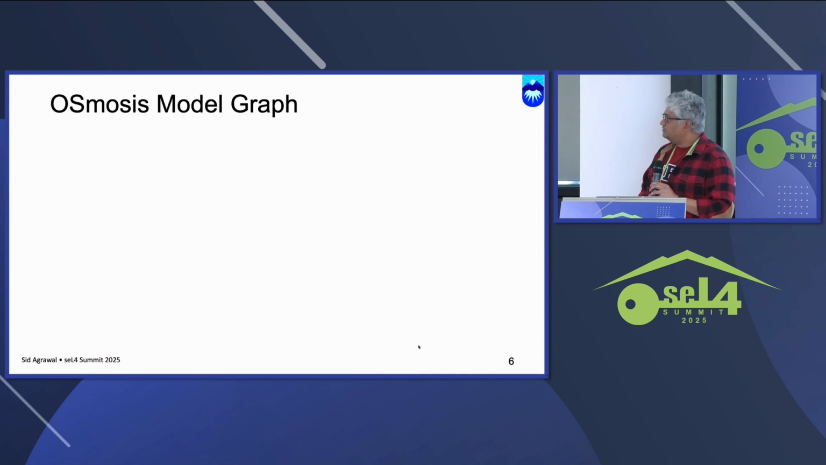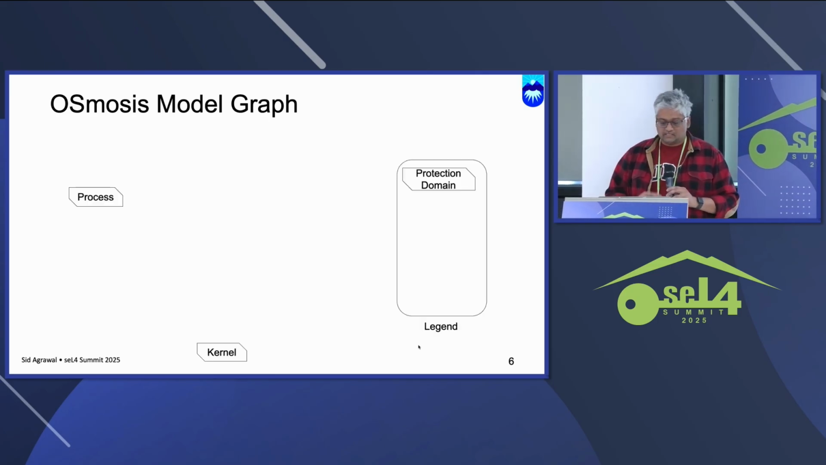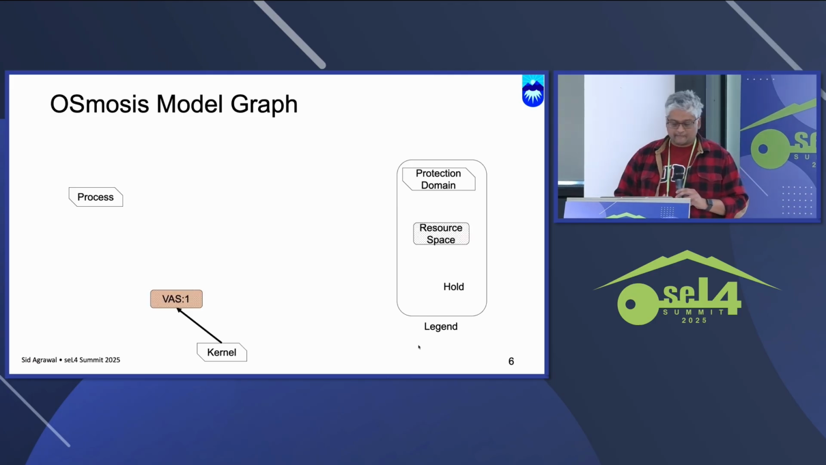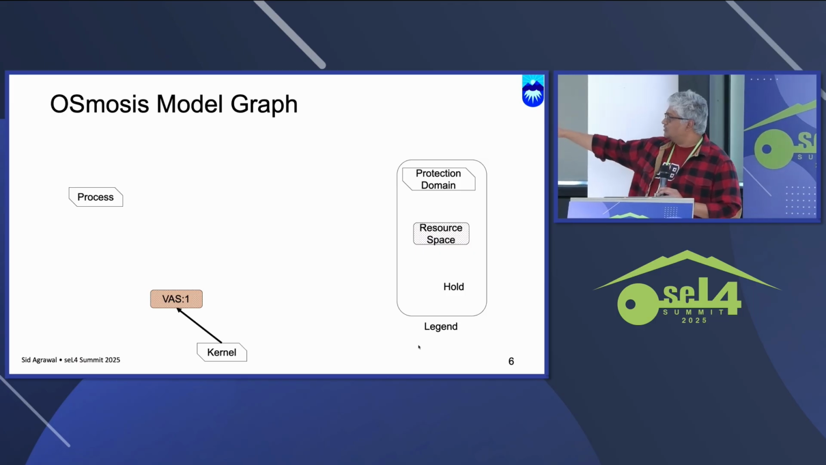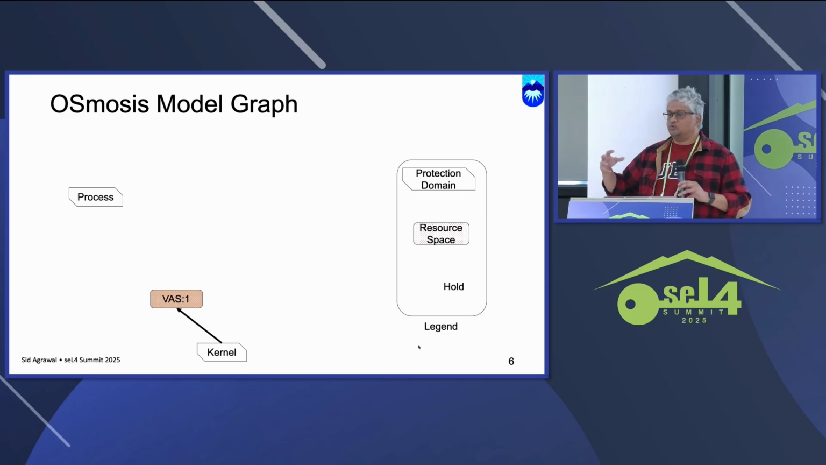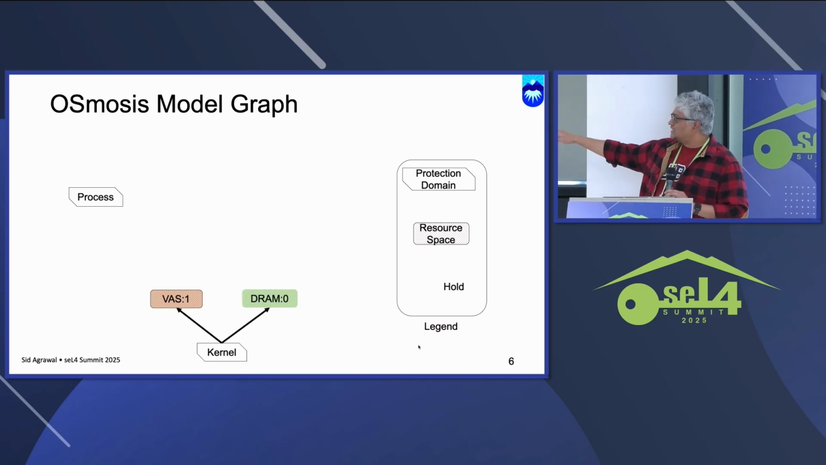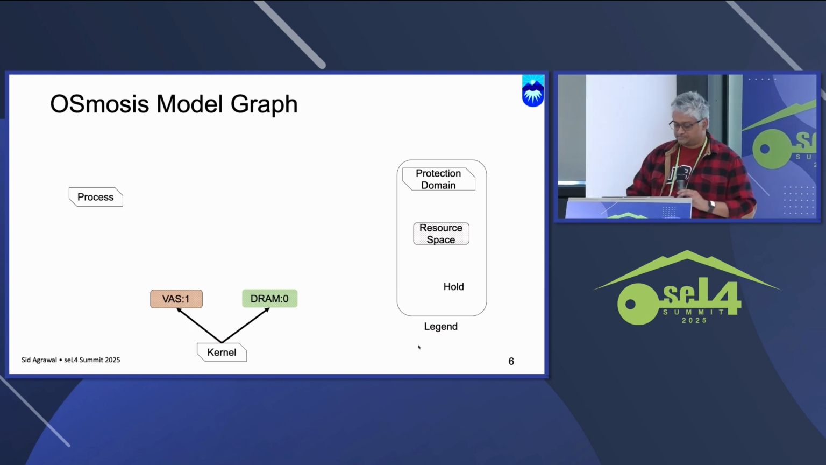So let me briefly go over what the model itself looks like. In our model, we have a concept of protection domains. In this picture, we have the process and the kernel as two protection domains. The kernel has a hold edge to a resource space called VAS, which is for virtual address space. A resource space is a pool of resources. Another resource space the kernel has access to is all the DRAM in the system.